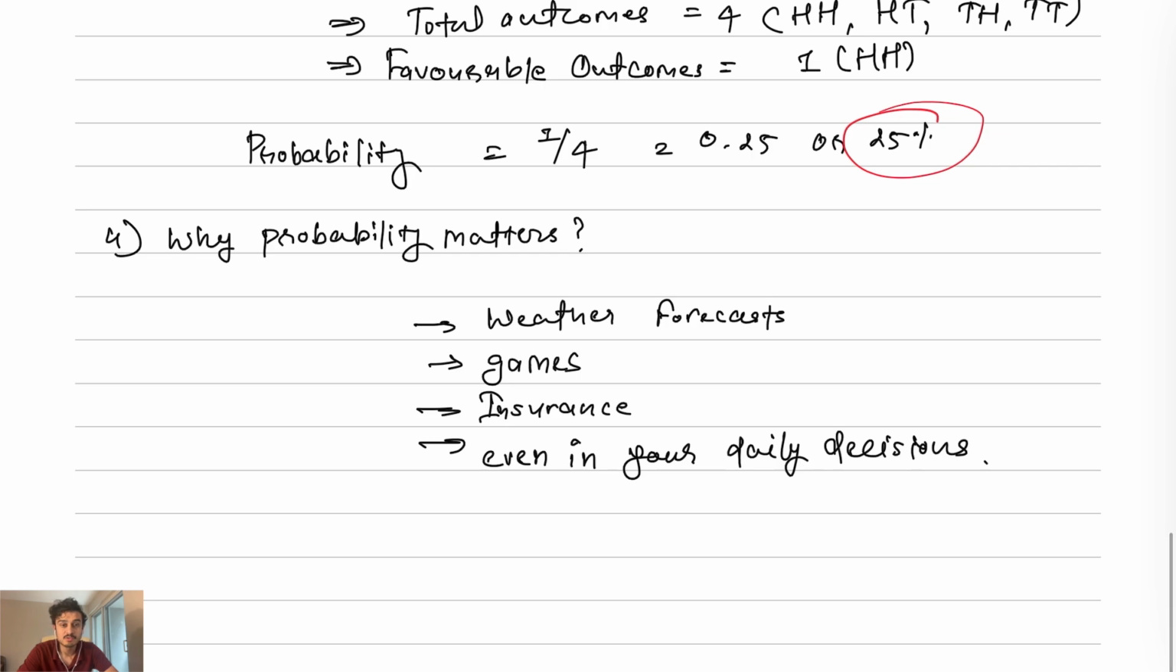Now let's move towards the fourth point, which is why probability matters. As we all know, probability is everywhere: in weather forecasts, games, insurance, and even in your daily decisions. Understanding it helps you make smart choices and predict outcomes better. So let's recap what we learned today. First, probability tells us how likely an event is to occur. Second, it's calculated as favorable outcomes divided by total possible outcomes. We practiced with coins and dice, simple yet powerful examples.